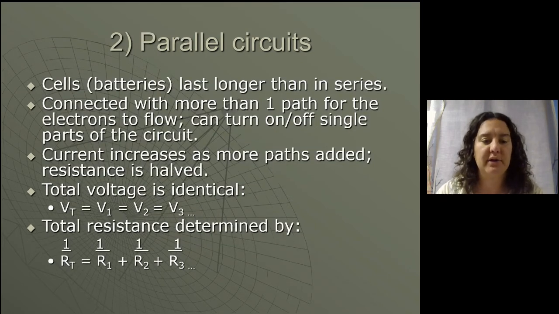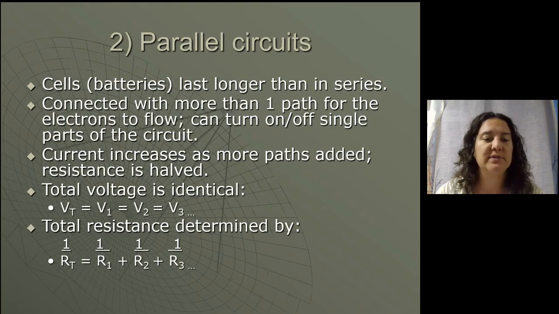When we have a parallel circuit, our batteries tend to last longer. And because the components are connected with more than one path for the electrons to flow, we can turn on or off individual components of the circuit. Current is increased as more paths are added, and resistance is halved as more paths are added. To calculate the voltage of a parallel circuit, we're going to add the voltage. Each path has the same voltage that goes through it.